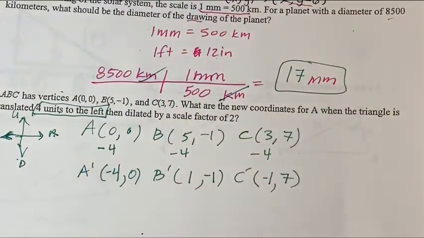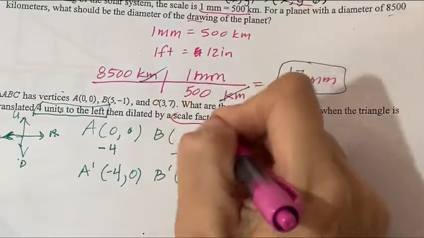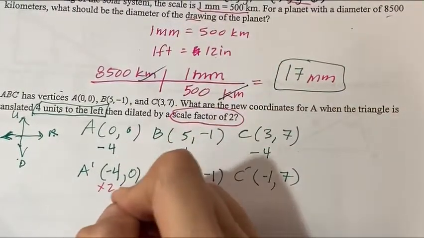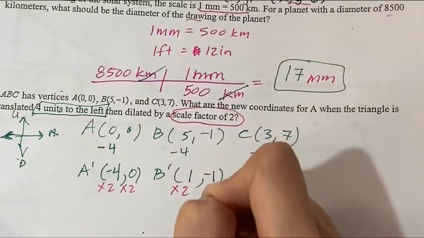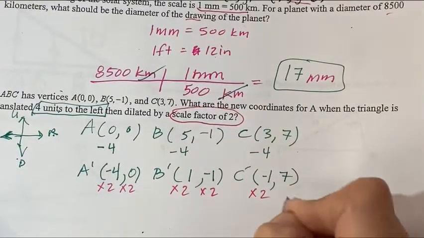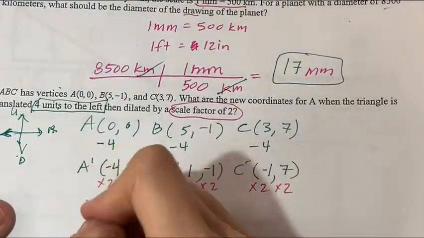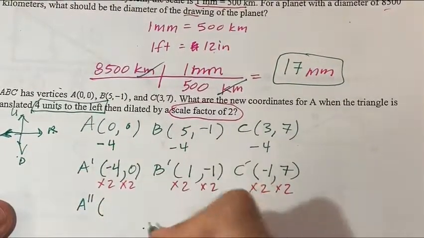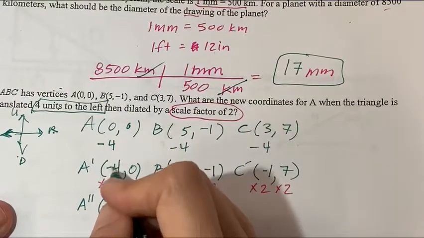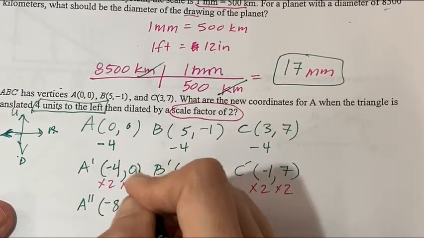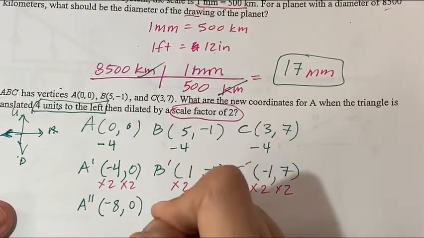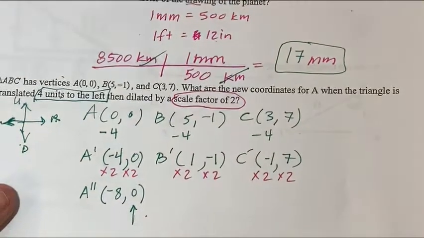Now what else do I have to do? Well, there's another thing I'm supposed to do, a scale factor of 2. So that is every coordinate, when I make something twice as big, it doubles in size in the x direction and the y direction. So for my final answer, I have to multiply negative 4 times 2, which is negative 8. 0 times any number is 0. A lot of people got that one wrong.